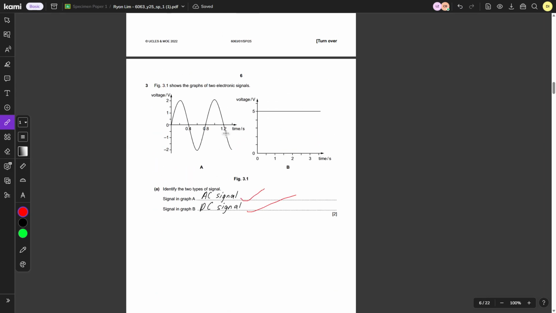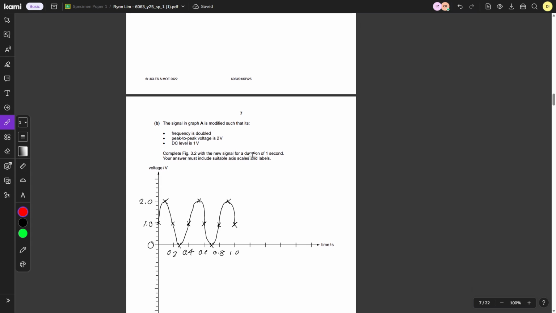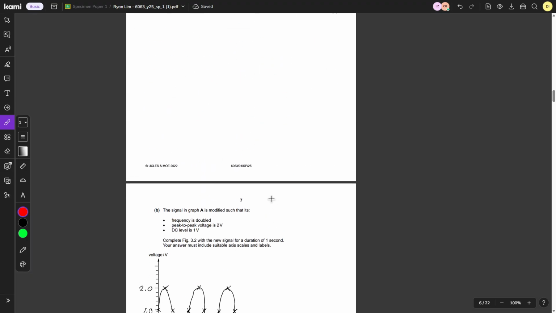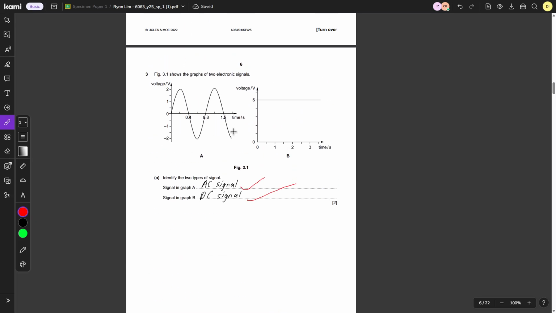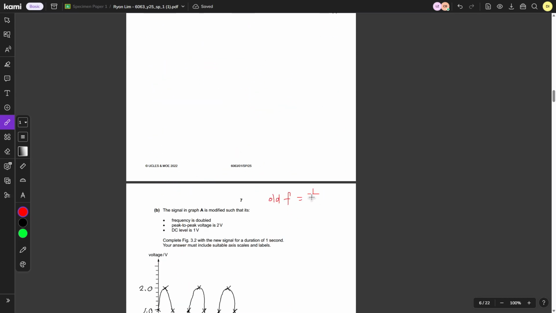Because in the... Oh, with a duration of 1 second. Oh, I see. What's this working, bro? Okay, wait. Let me work out if he's right. So the old frequency would be 1 divided by 0.8, which is 1.25 hertz.